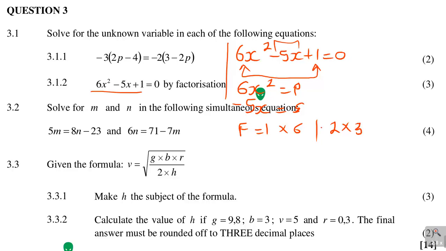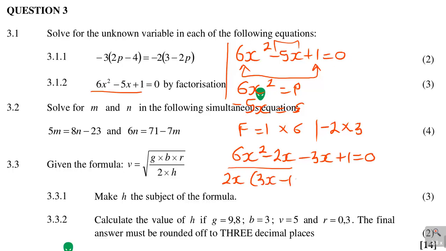So it is this negative 2 and negative 3. So it will be 6x squared, negative 2x, negative 3x, plus 1 is equal to 0. So first two, factorize by grouping. 2x is common. 2 into 6 is 3x minus 1, minus 1, which is 3x minus 1, equal to 0. So I have got 3x minus 1 and 2x minus 1 is equal to 0.